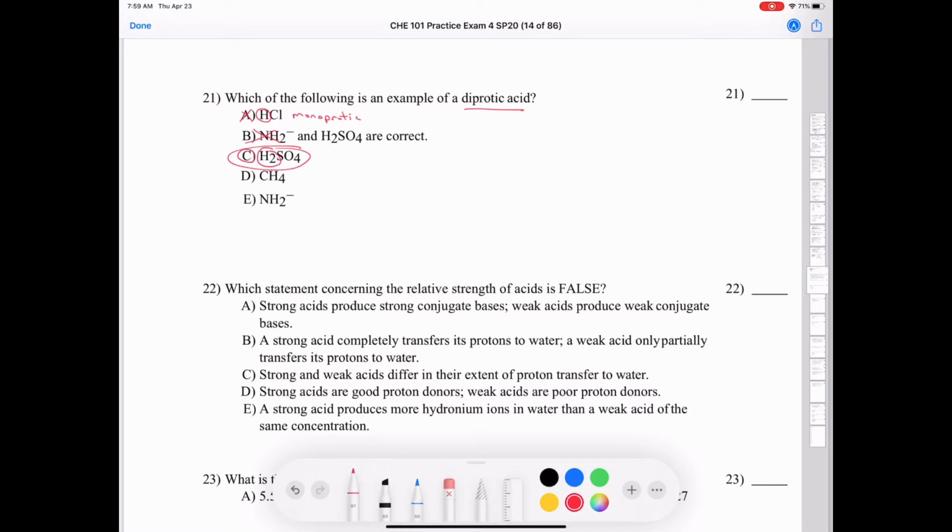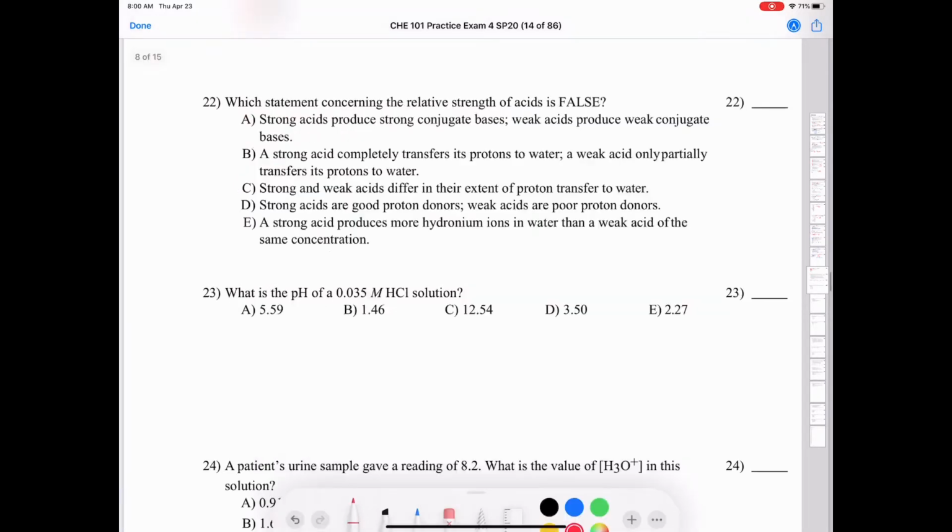You take a look at D, that's methane. CH4 is methane. That is not an acid. And NH2 minus, that's the conjugate base of ammonia. And therefore, that is not an acid, and it's definitely not a diprotic acid.